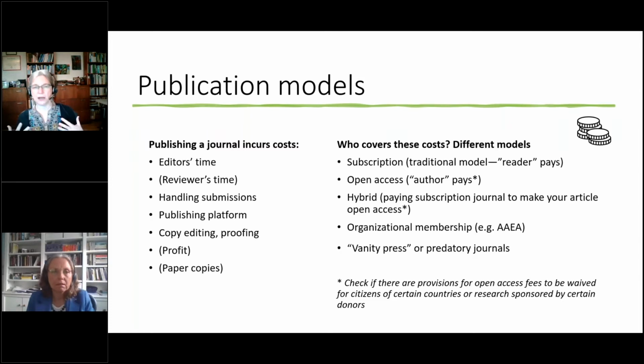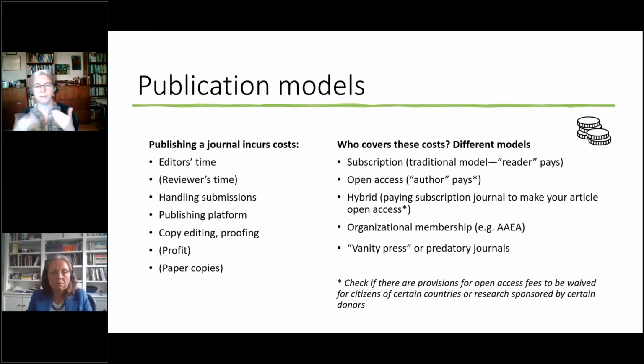Somebody has to cover those costs. There are different models and hybrids of these. The traditional model is a subscription model where either individual subscribers or their institutions pay to be able to read the articles. Then with open access online things, there were new models where the author pays to publish, and then it becomes available to everybody for free. Then there are hybrid models where a subscription journal, if you pay them, will make your article available open access.